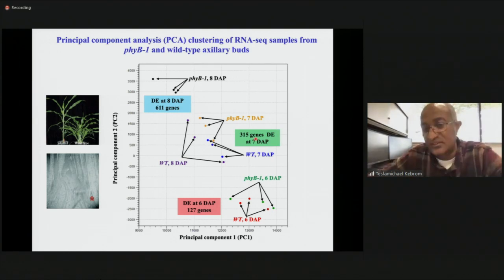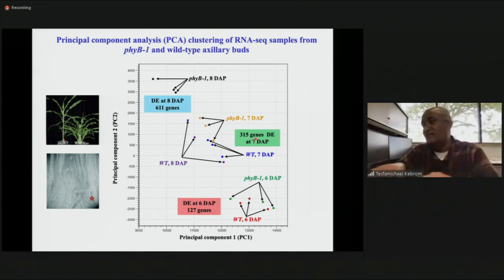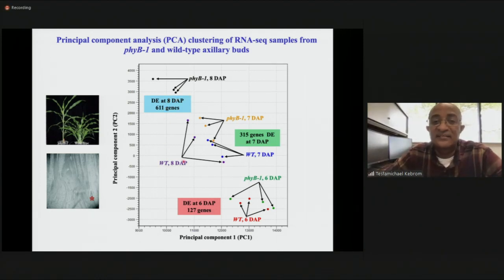It increased, or doubled, and this is because now their fate is different, they are going different ways. At 8 days after planting, these are the samples from the wild type, the buds that are going to grow into a branch or branches. And these are the samples from the buds of 5B1 that became dormant.